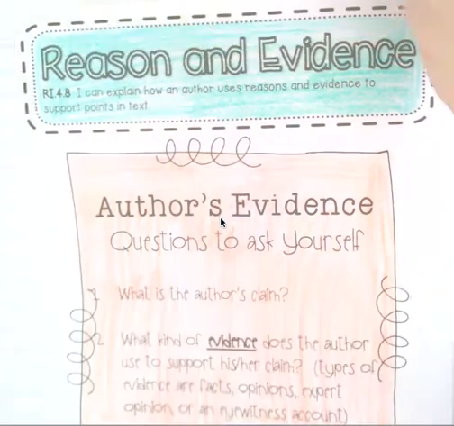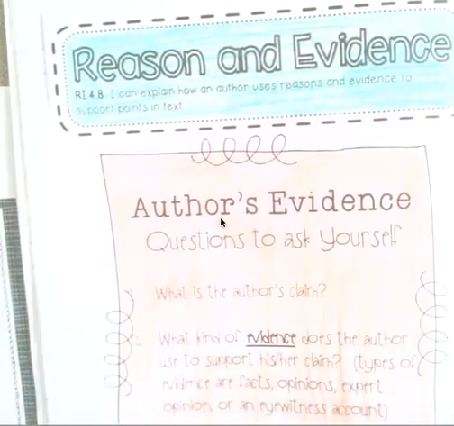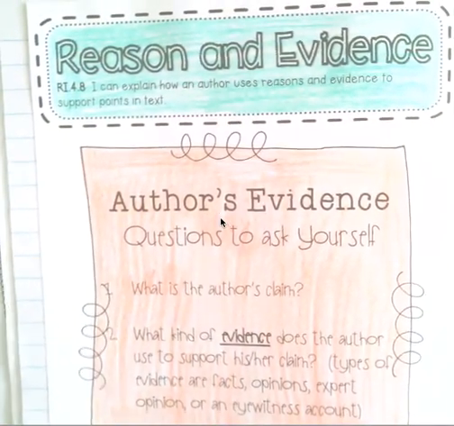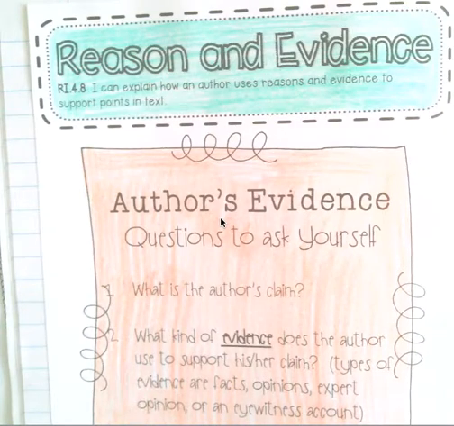All right, so I've already colored my sheets. I've even glued them in, so if you need to pause at any point to catch up, feel free. Our sheet says author's evidence: questions to ask yourself. When you're reading, you're supposed to stop and have a conversation with yourself and ask yourself questions. One question is, what is the author's claim? So what is the author saying? What are they saying to be true? What are they saying to be false?